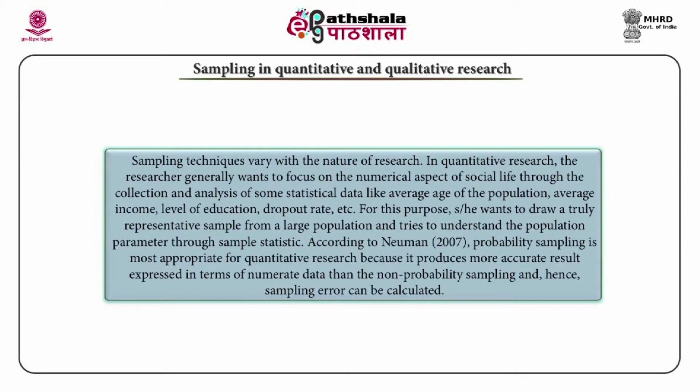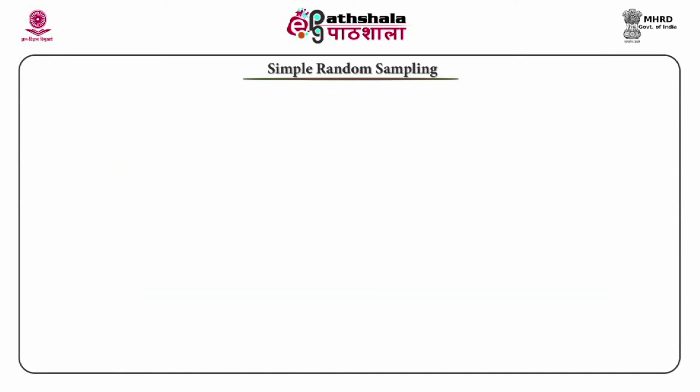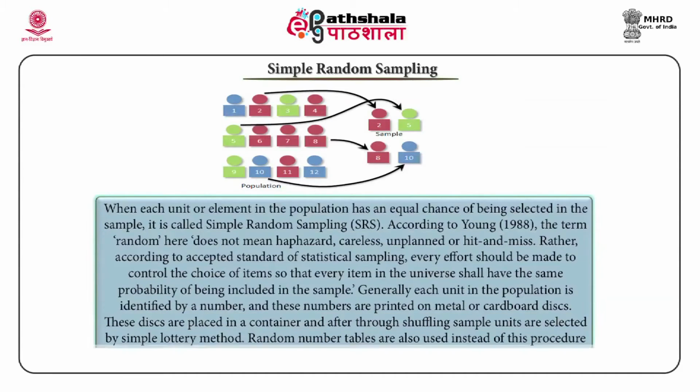There are different types of probability sampling. First, simple random sampling. This is most popular. When each unit or element in the population or universe has an equal chance of being selected in the sample, it is called simple random sampling, in short SRS. According to P.V. Young, the term random here does not mean haphazard, careless, unplanned, hit and miss. Rather, according to the accepted standard of statistical sampling, every effort should be made to control the choice of items so that every item in the universe shall have the same probability of being included in the sample.